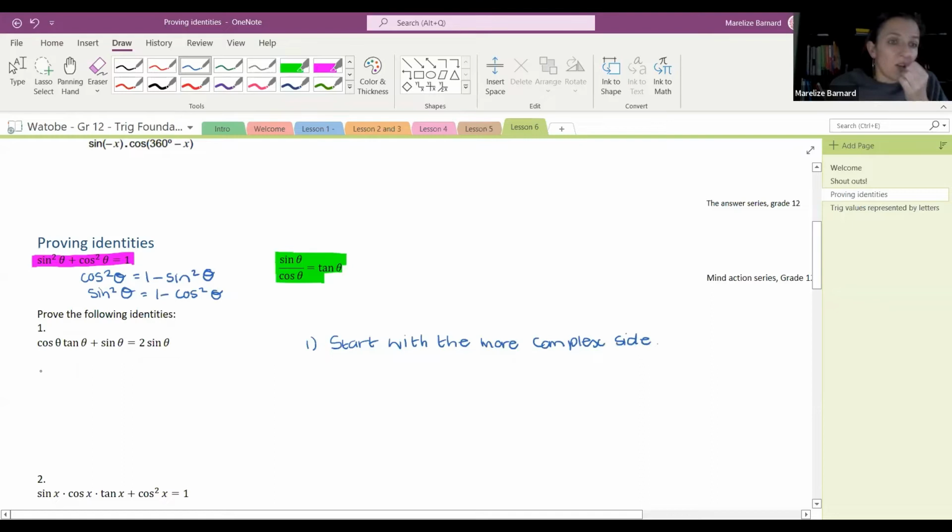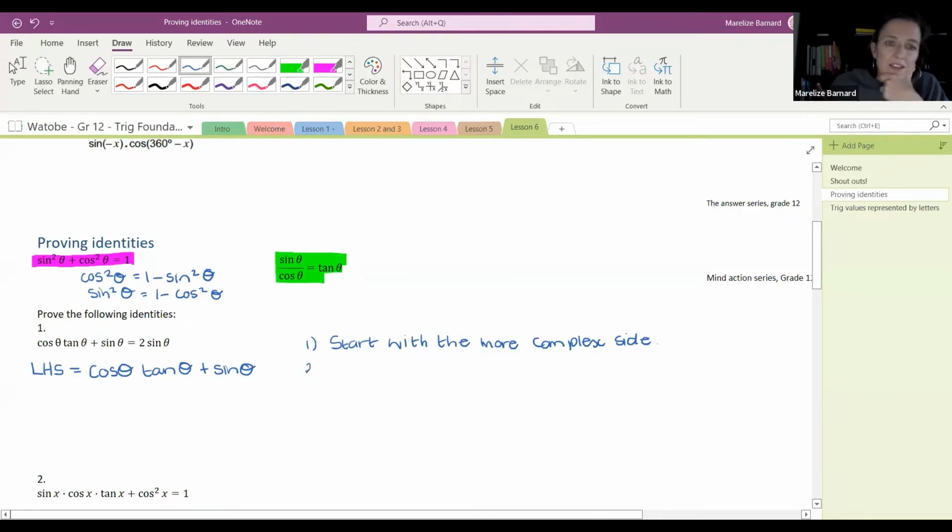So if we look at this identity, it's obviously the left-hand side that is more complicated. So we write down left-hand side. We're just going to work with the left-hand side, work it out, simplify it, and hopefully we are going to get to 2 sine theta. So cos theta, tan theta, plus sine theta.